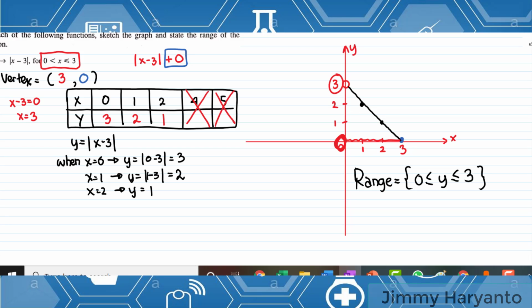But do not forget, look at the 3. The 3 is a blank dot. Yeah, when it's a blank dot, you cannot write equal, so the result will be 0 less than or equal to y less than 3. Okay, that is for the range.